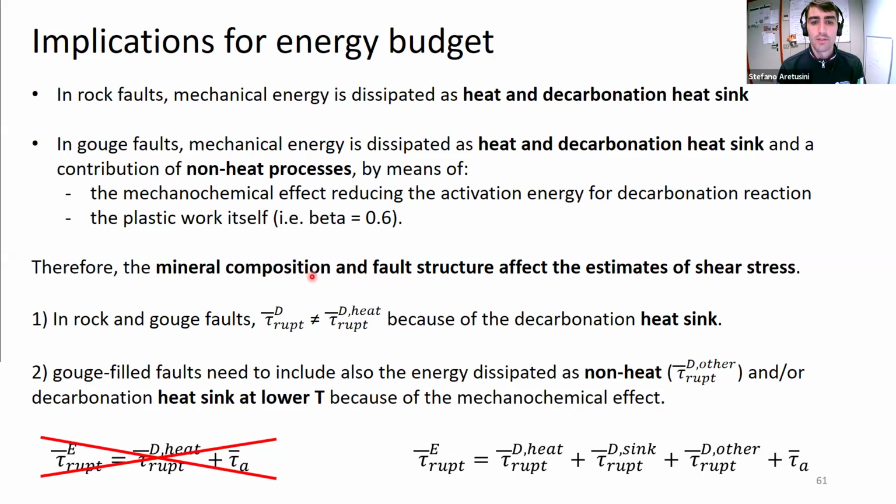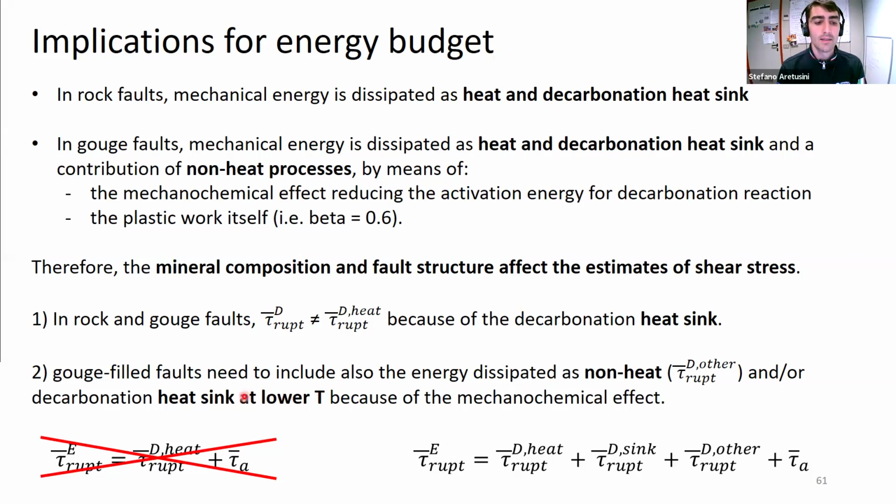Mineral composition and fault structure were shown then to affect the energy budget and also the estimates of shear stress. In fact, in both cases, we couldn't really assume that the dissipation-based shear stress was equal to the shear stress derived from dissipation only as heat, because of the decarbonation heat sink. And moreover, in gouge faults, we need to include further terms of dissipated energy, the non-heat terms, in any combination with a decrease of activation energy, so an increase of effectiveness of the decarbonation heat sink.